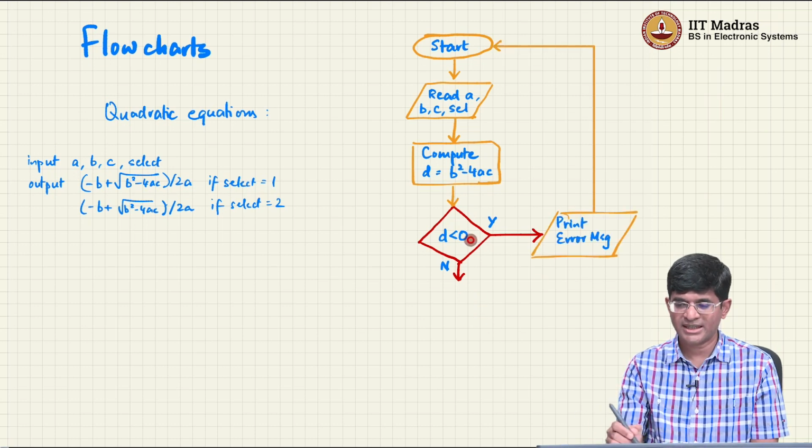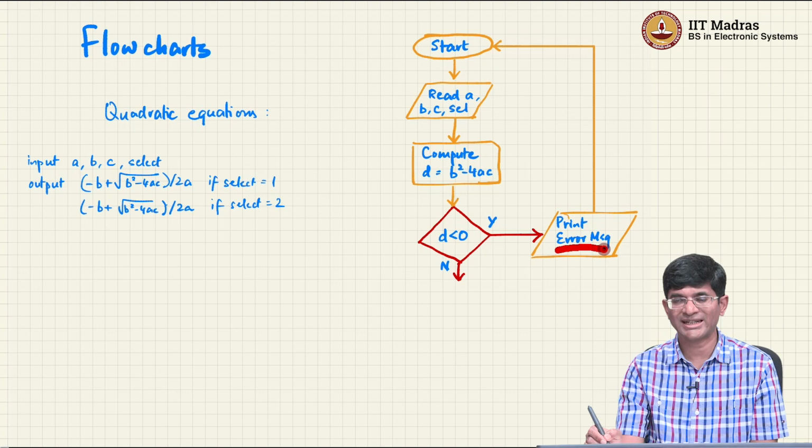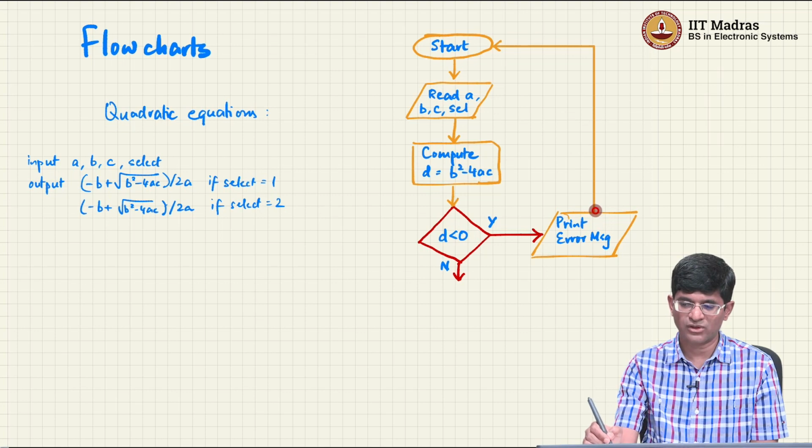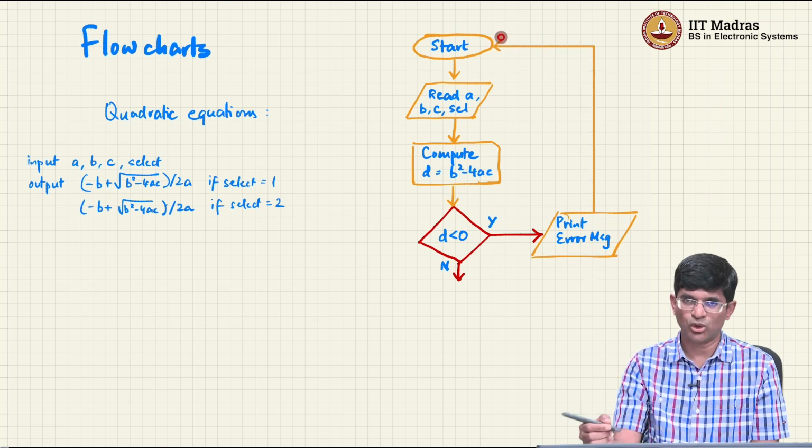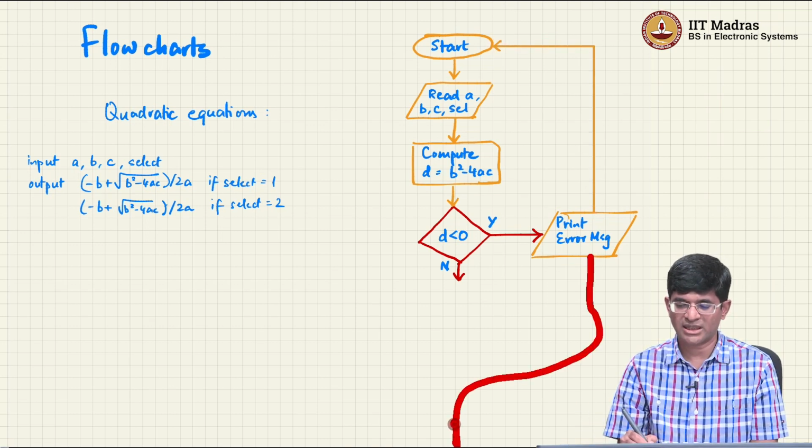The first thing that I can say is, if d is less than 0, I print some kind of an error message. Most likely I will say I do not know how to handle complex numbers. And now after this I actually have a choice. The way that I have drawn it is, I assume that I am going back to start. Instead, what is more likely is that I would probably have just come to a termination and said, okay, this is the end of the program, a stop condition.